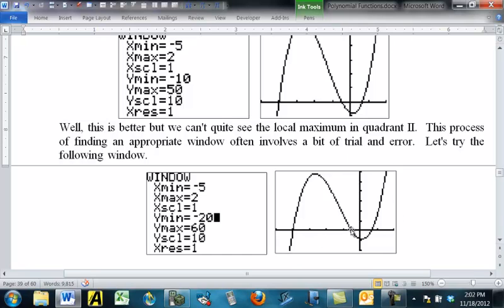You could possibly have a max or min, which this one does. You could have up to 3 roots, which this one does. One inflection point in here somewhere.